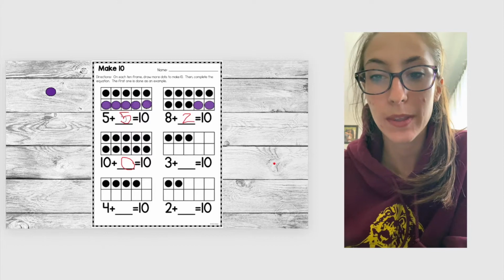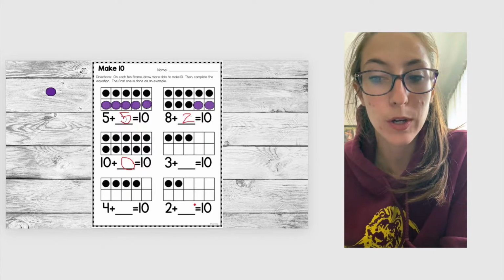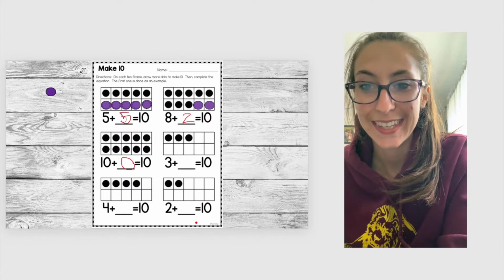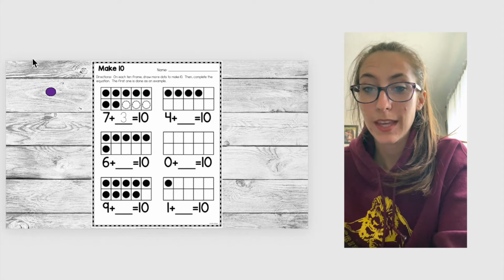Okay, so I want you to keep going with that. Put the purple dots in all the empty spaces and then count them to figure out what number goes in the equation to make 10. And the same thing is going to happen on this sheet, okay? It's the exact same thing.